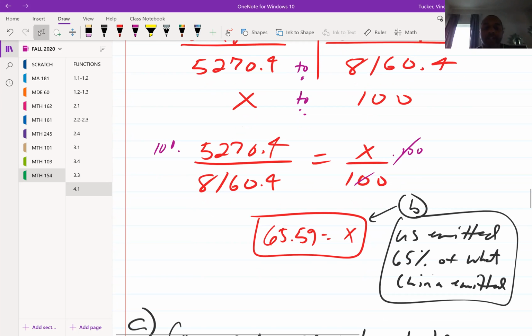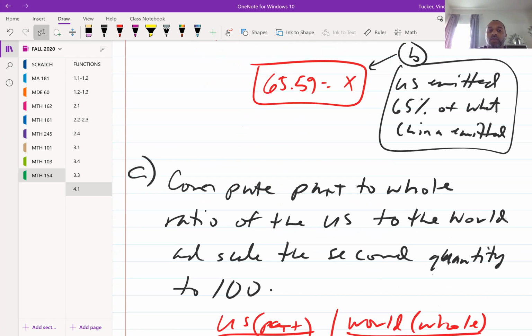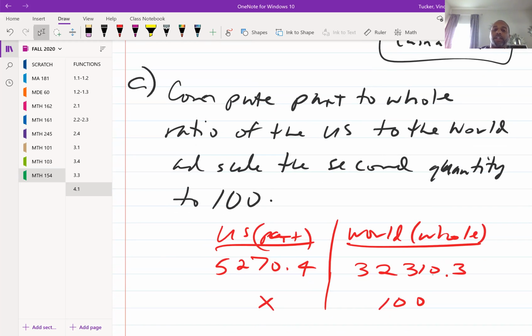All right. So C, compare part to whole ratio of the US to the world and scale the second quantity to 100. So same type of deal. We know the US part is 5270.4, but then the world, which is the whole, is 32,310.3. Then second quantity to 100 is X to 100.